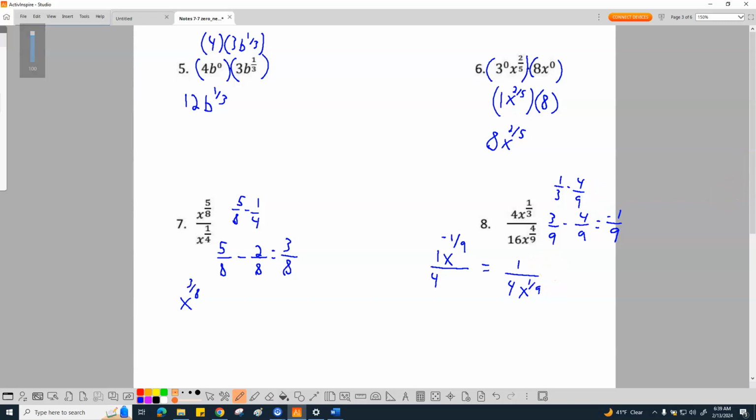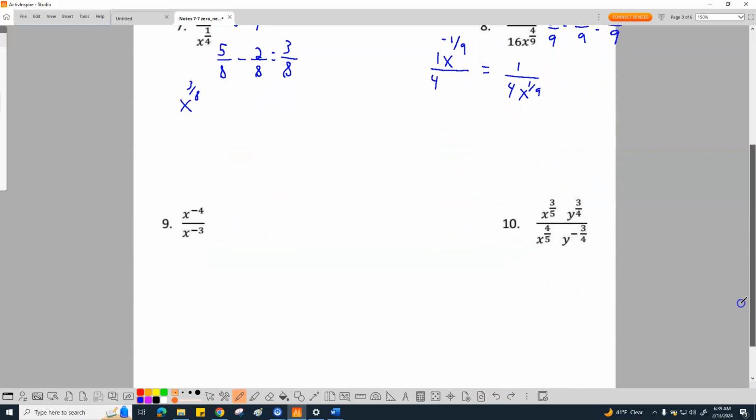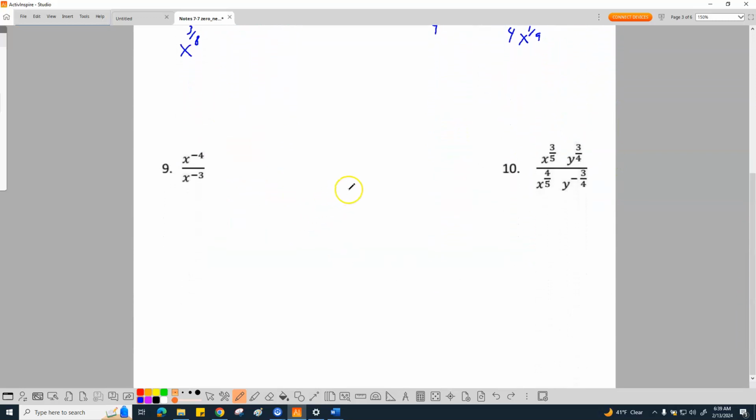Let me go down to more problems. I want to solve all the problems today. Check out number 9. This is dealing with negative exponents. Again, the rule is the same.